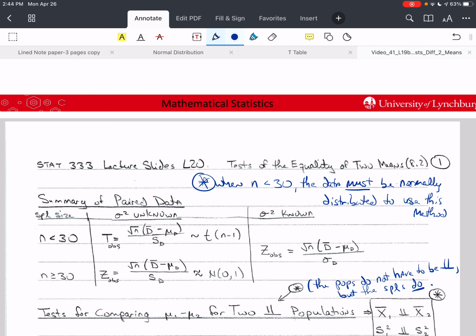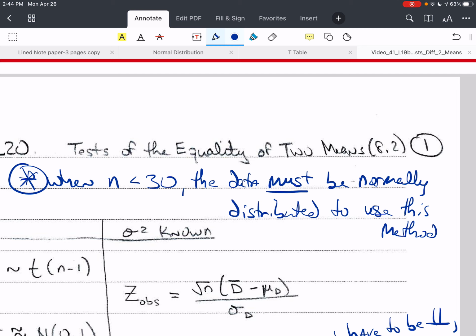So first thing I want to remind us is when n is less than 30, the data has to be normally distributed in order for us to use the methods in this chapter and in the last chapter for confidence intervals. If the data is not normally distributed, then we'd have to use some other method, most likely a non-parametric method for hypothesis testing, okay? Now, why would we care whether we used a parametric, which is what this is, or a non-parametric method? The answer is in the power of the test. Usually, non-parametric tests have less power than these parametric tests. But again, if you don't have normally distributed data, then this test is no good.